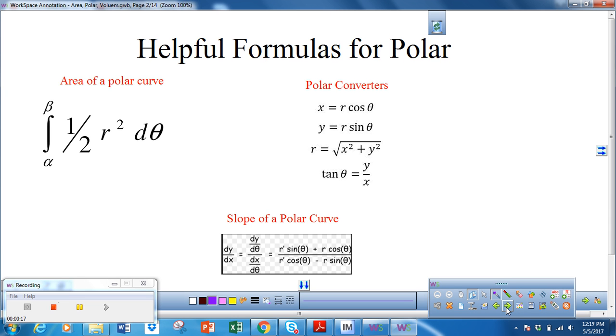So for polar, what you want to remember, of course, is the area of a polar curve. Please, please, please, if nothing else, just know that simple formula that the area is from alpha to beta, 1/2 r squared. But then you often need to know how to convert from polar to rectangular. So you also need to know that the x-coordinate is r cosine theta and the y-coordinate is r sine theta. You also may need to know that r squared is equal to x squared plus y squared. And tangent theta is equal to y over x.